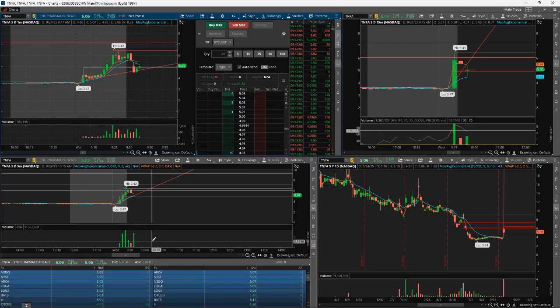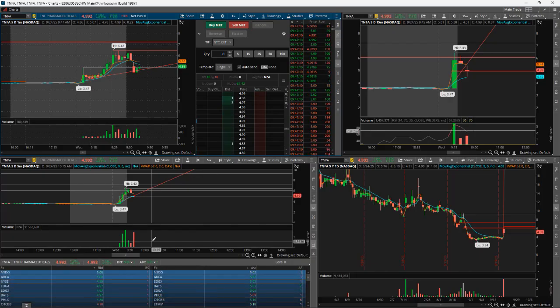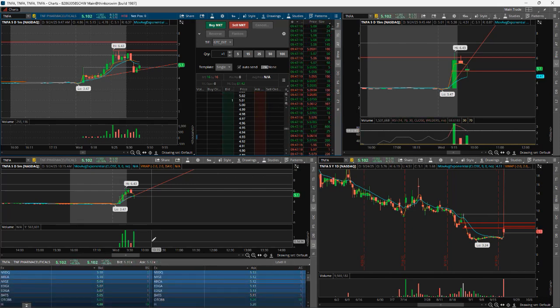Here it goes. Look at that. Now, JZXN, let's see if it holds 5. Flirting with that 5, hovering around that 5. We want to see it get on top of 5 and hold it. I'm in here. 509 I would have hit. I would get out right here, 516, and I would just continue to take these small scalps.